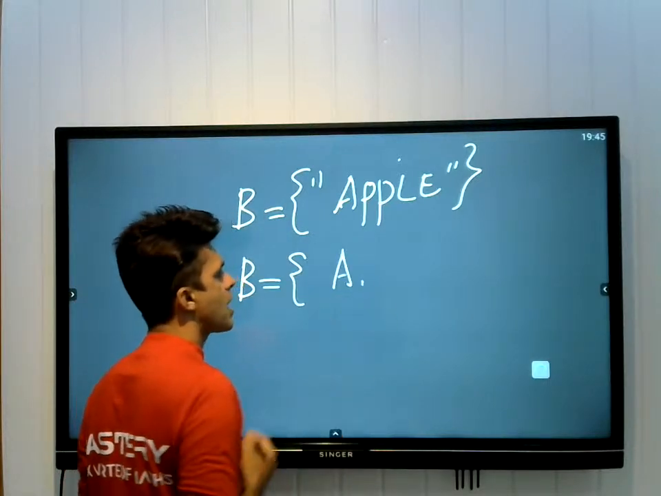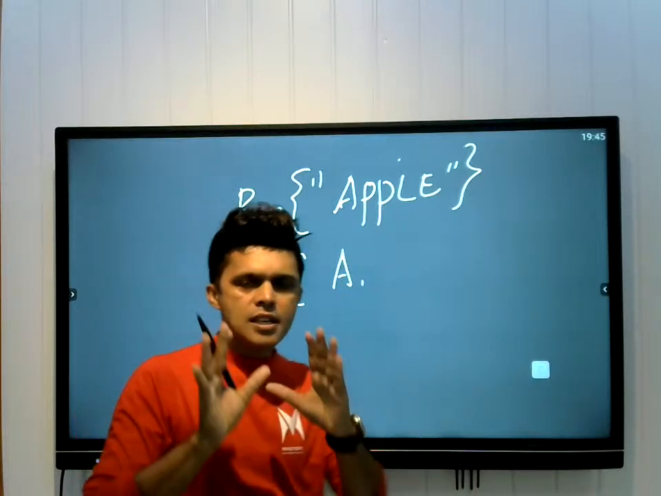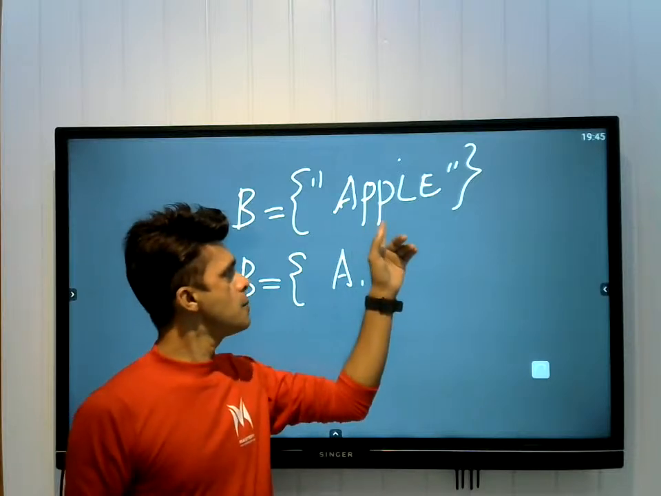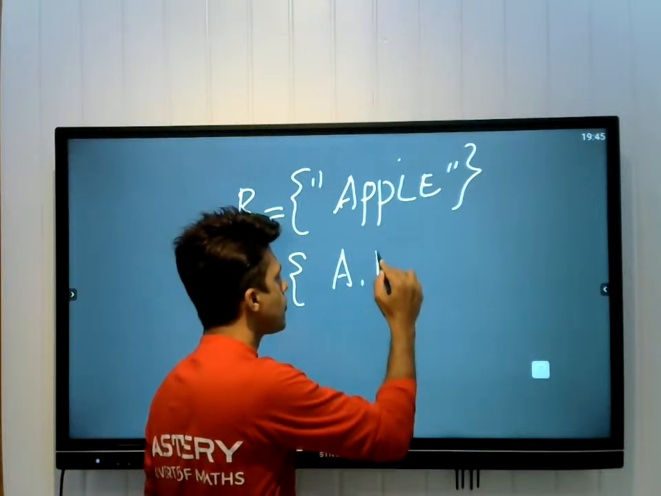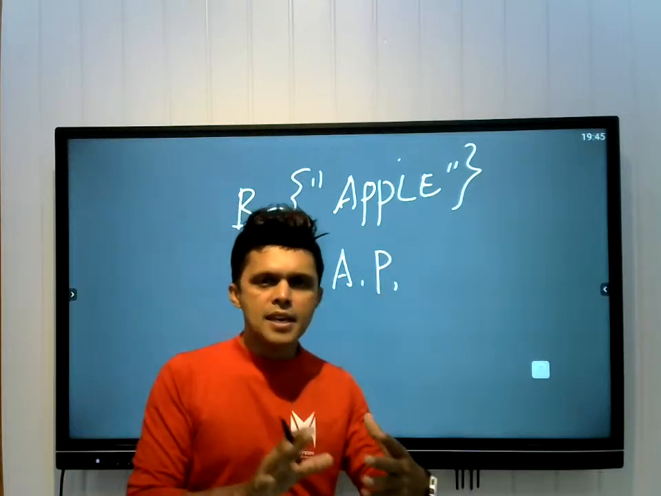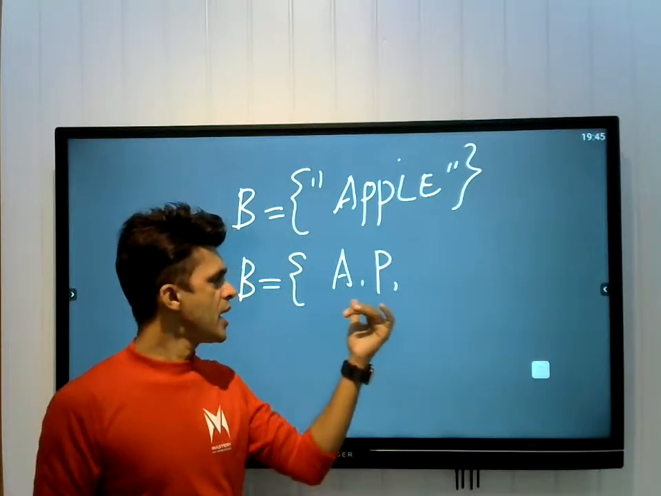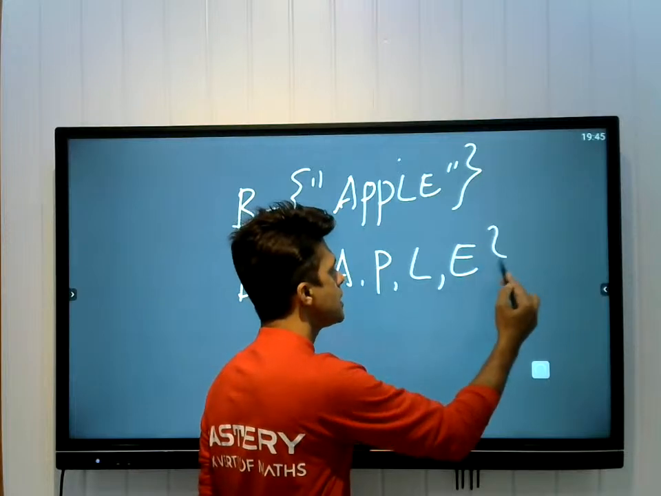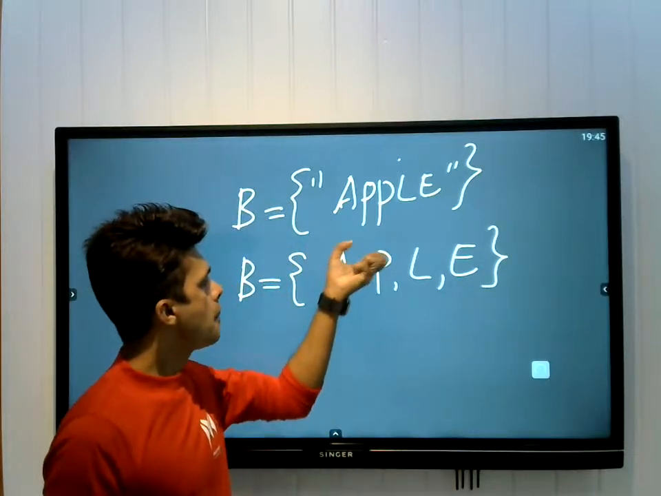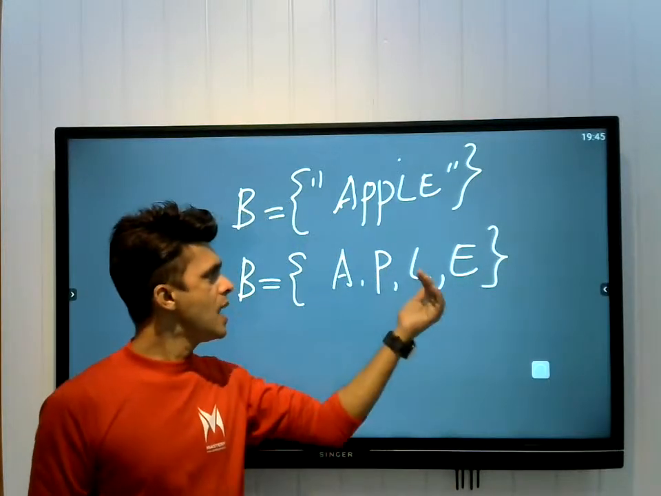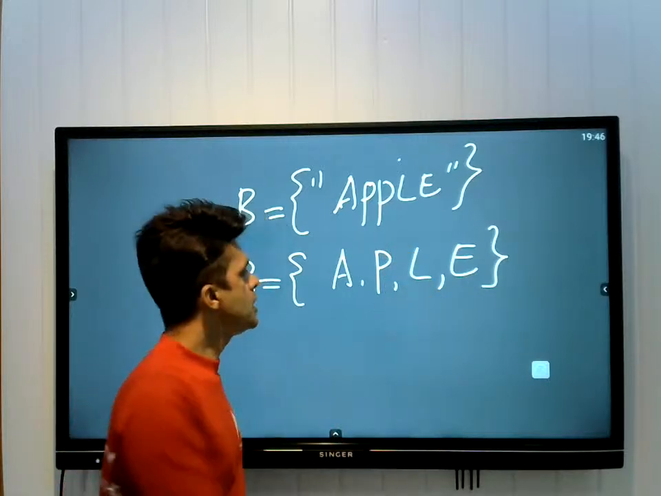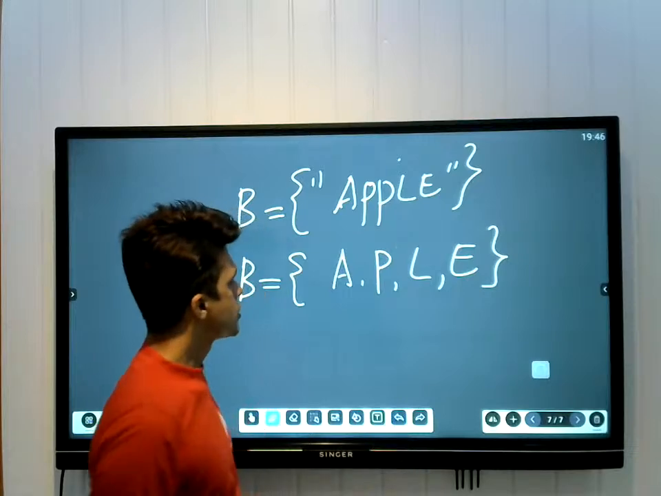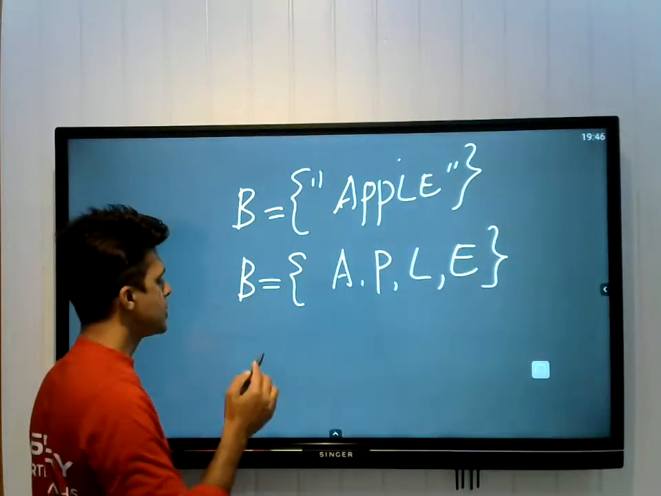So what are the elements of the set B? Here you could see the letter P in 2 places, but the letter P is not written twice. So A, P, L, E. These are the elements of the word apple. We do not write the letter P twice. This is wrong.